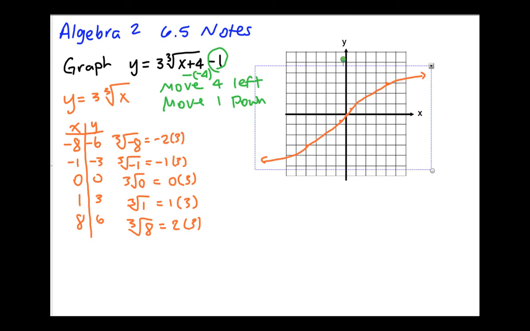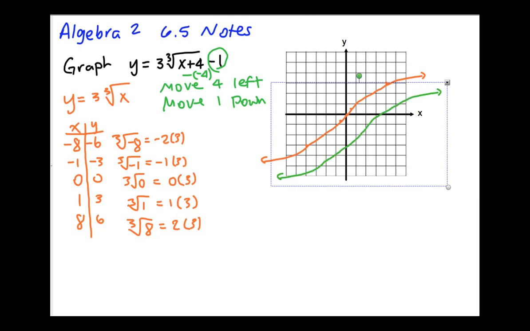Well, what you're going to do is take the graph, and from its original parent function, you're going to move 4 units to the left. So we're going to move to the left. 1, 2, 3, 4. And then we're going to move 1 unit down. 1 unit down right there. And when you're done, you still have the cube root graph. But now it's 4 units left and 1 unit lower.